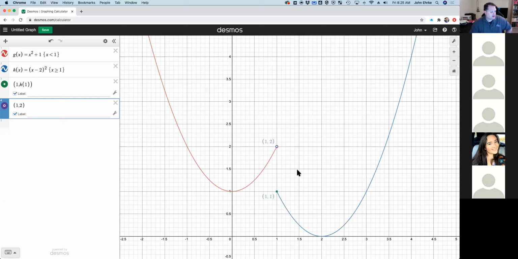And you could do this graphically if you want to. Look at the limit from the left. The limit from the left is 2. And look at the limit from the right. The limit from the right is 1. Because the two limits are different, then we say that the limit at 1 doesn't exist. But I want to talk about how you would do this without ever looking at a Desmos graph. All right, so let me move away from that for a second.